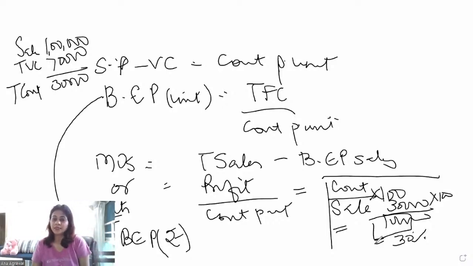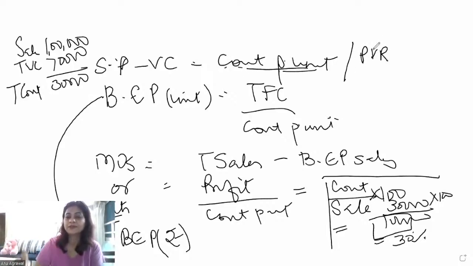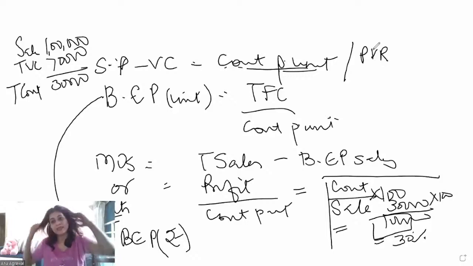Yes or no? That means contribution instead of per unit, I can also find out as a percentage, and that percentage would be known as contribution to sales ratio, or some people prefer calling it profit volume ratio, PVR. Why profit volume ratio? Logical. Higher the percentage of contribution, earlier you will break even. Yes or no?